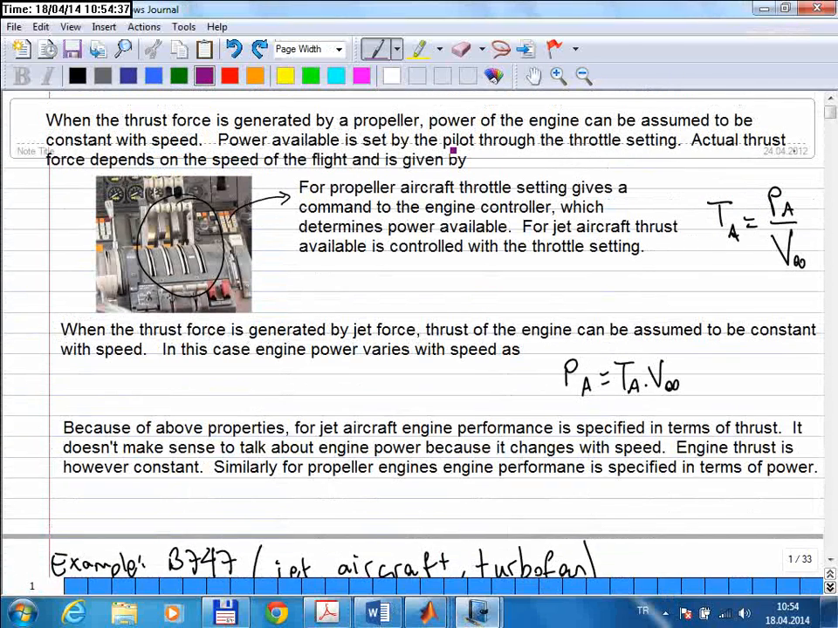Well, first of all, whether you have a propeller engine or a jet engine, you always have such a device in the cockpit where the pilot can adjust the output of the engine. Okay, so this is the Boeing 747 aircraft.